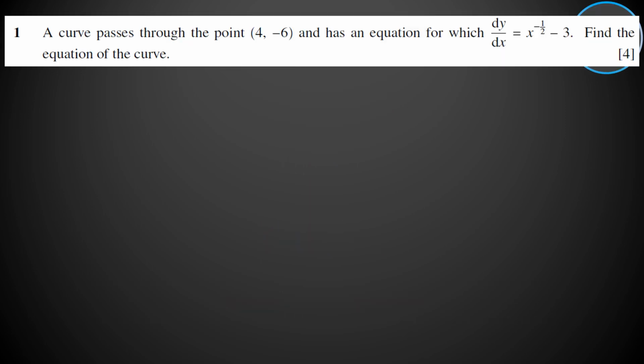So we've got a curve, a point on the curve, and the function that gives the gradient. So if we integrate that function, we'll get back to the equation of the line. And for integrating, we need to raise the power by 1 and divide by the new power. And then we've got plus c. So y equals that equation.